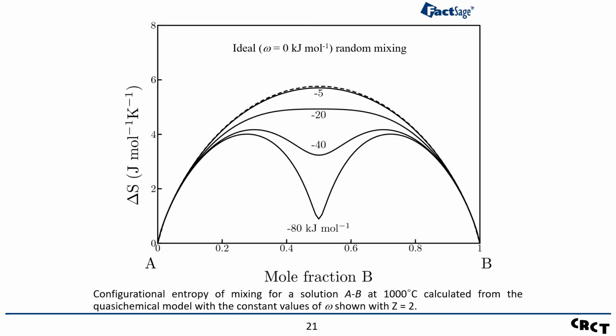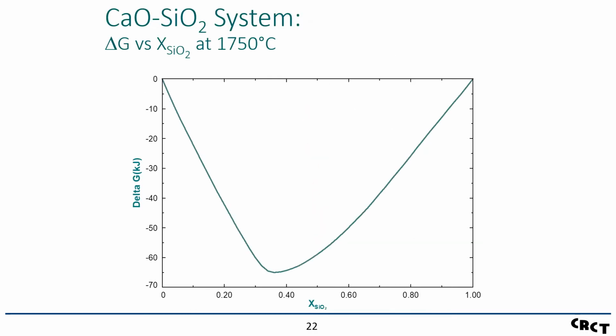Similarly, the entropy of mixing becomes more and more shaped like this. This is the ideal mixing, and as you get more and more negative with this omega, you have more and more AB pairs, and the entropy is of course decreased, because here you have only AB pairs. Okay, so we're seeing short-range ordering around 50%. Now, we can displace that minimum from 50% to 33% by simply having different coordination numbers ZA and ZB for the A and B.